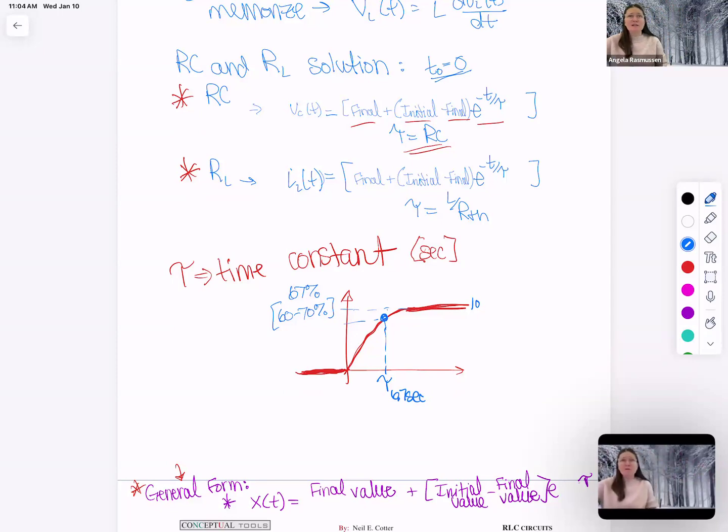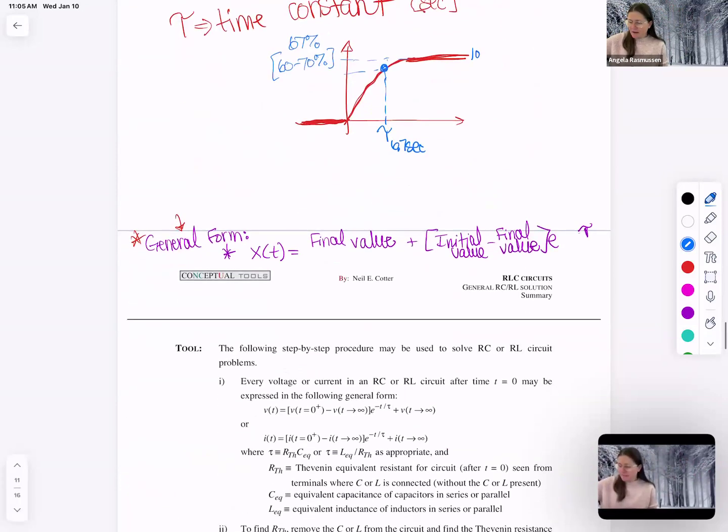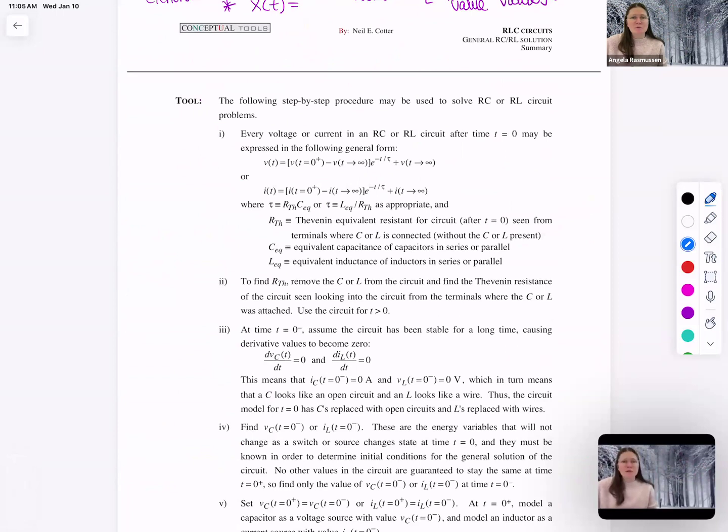Okay, so that's what the time constant actually means. And then the time constant is calculated by L over RTH for an inductor. And then this is kind of the way it was written before, which I think is pretty confusing. So just interpret this, it's exactly the same thing. You're going to have your final state. This would be final. This is considered your initial. And then final, and then tau. And then tau is the RTH times C or L over R.